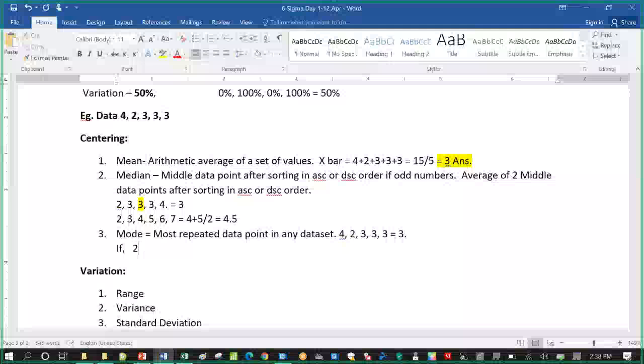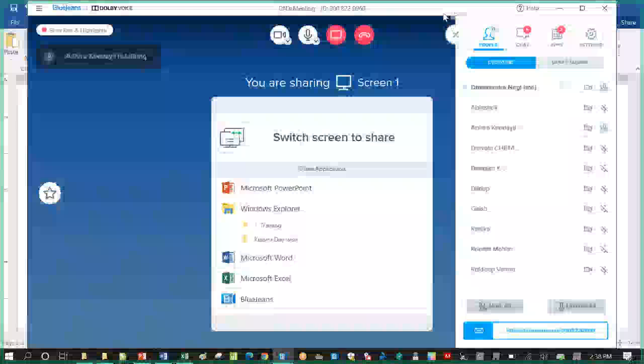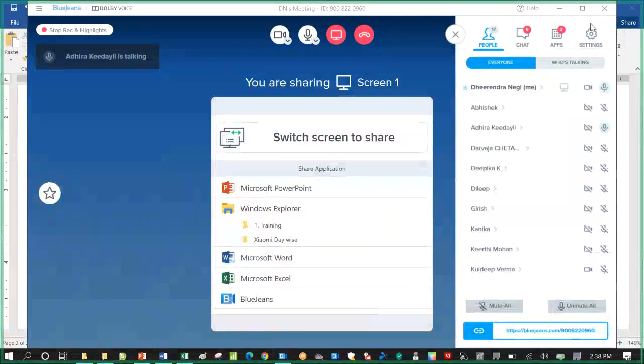If you have data like 2, 3, 2, 3, 4, what will be the answer then? 3 again? Anyone? Average of 2.5. Okay, just guessing, it is 2.5.